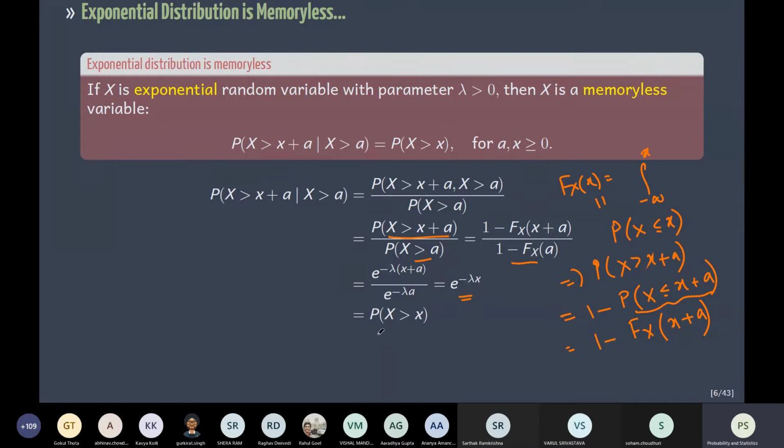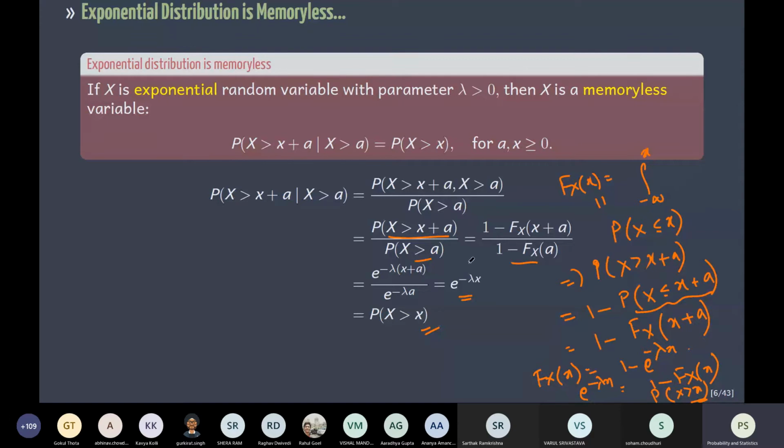And this we know is the probability that X greater than x, right? Because we know the CDF, right? From the CDF we know F_X(x) is 1 minus e to the minus lambda x. So exponential of minus lambda x is 1 minus F_X(x), but 1 minus F_X(x) is the probability that X is greater than x. So this is what we have written here.